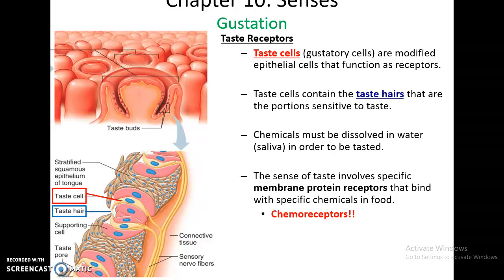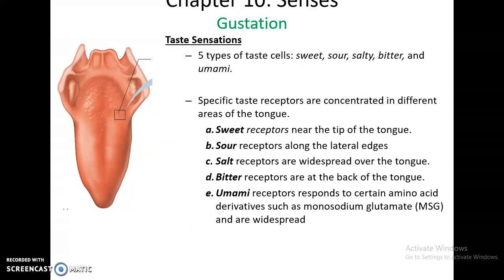So the chemicals that we can detect have to be able to bind in water and then bind to the taste cells. If enough chemicals bind, then the taste cells will pass that information, the signal, on to the sensory neurons. And so that means, of course, that the taste cells are chemoreceptors. There are 5 main types of taste: sweet, sour, salty, bitter, and umami. Turns out that maybe there's some more. They're still working on research on that, but these are the main 5 ones. They're localized to different areas on the tongue.